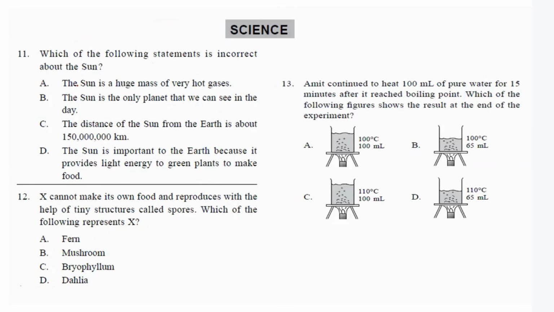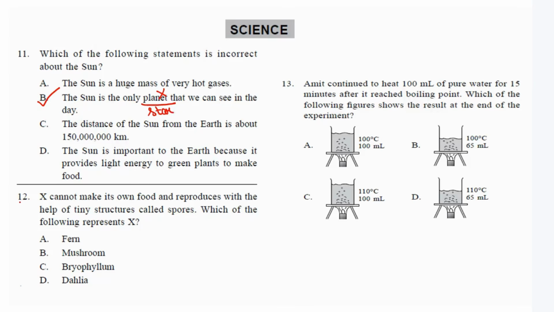The first option says the sun is a huge mass of very hot gases. This is correct. The second option says the sun is the only planet that we can see in the day. So the sun is a planet? No, the sun is not a planet. It is actually a star. So this is the wrong statement, right? So our answer is option number B.